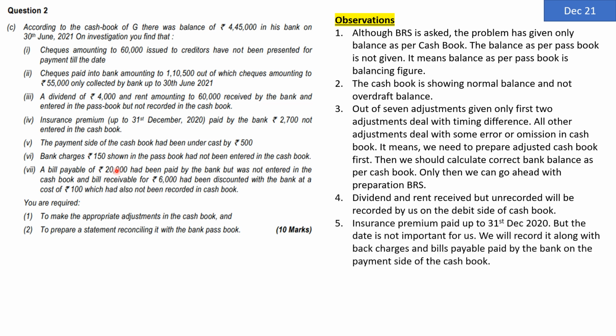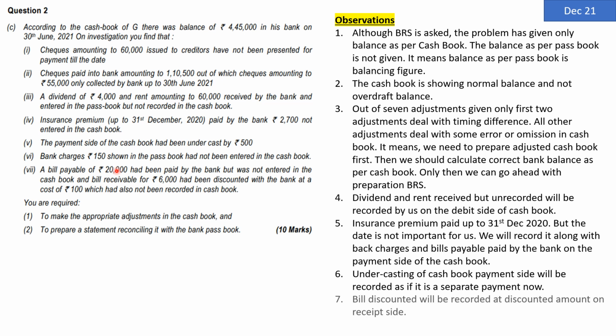Insurance premium paid up to 31st December 2020, but the date is not important for us. We will record it along with the bank charges and bills payable paid by the bank on the payment side of the cash book. Undercasting of the cash book payment side will be recorded as if it's a separate payment, and the bill discounted will be recorded at the discounted amount, the net amount, on the receipt side. With these points in mind, let us now go for the actual preparation of the cash book and the actual preparation of the BRS.